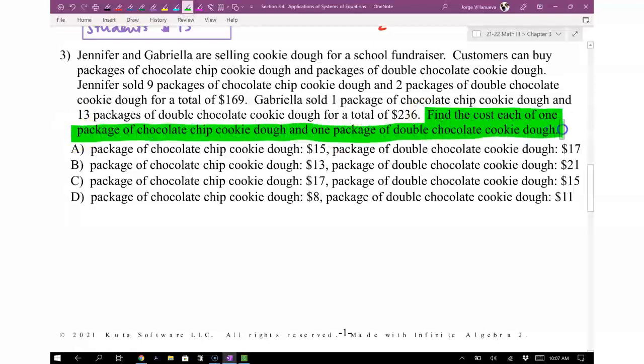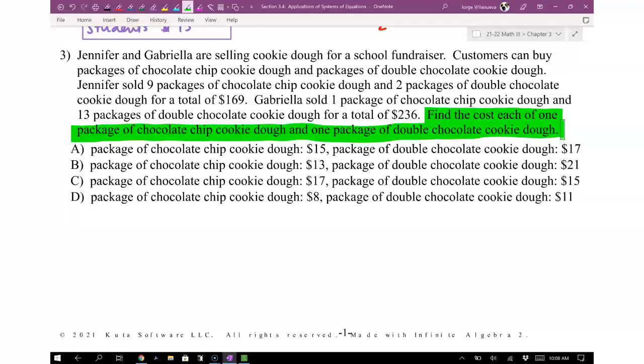The reason why I'm telling you to highlight it now is because we got to give it variables. So chocolate chip cookie dough, let's just call that C. What do you want to call double chocolate chip cookie dough? D, right? I mean, it makes sense for double, right? So we have C and D. C for chocolate chip and D for the double chocolate cookie dough, okay? So keep that in mind.